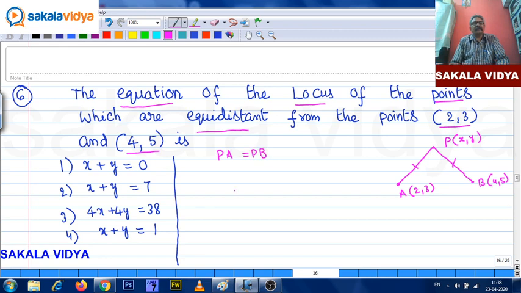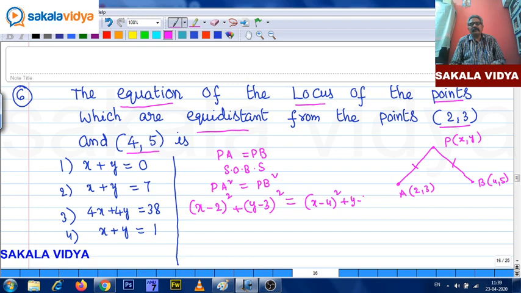This condition is given, so you can apply squaring on both sides, and you get PA square is equal to PB square. PA square means the distance from P to 2, 3, that is x minus 2 whole square plus y minus 3 whole square, equals the distance from P to B, that is x minus 4 whole square plus y minus 5 whole square. Am I correct now?